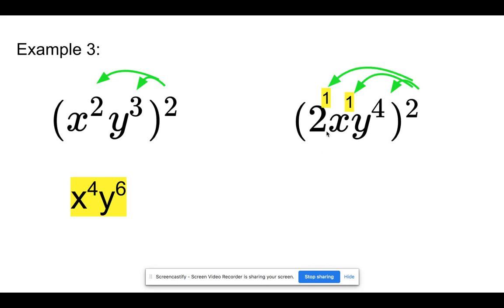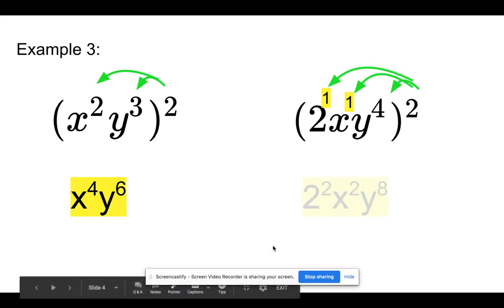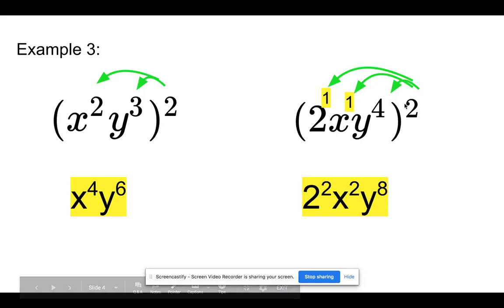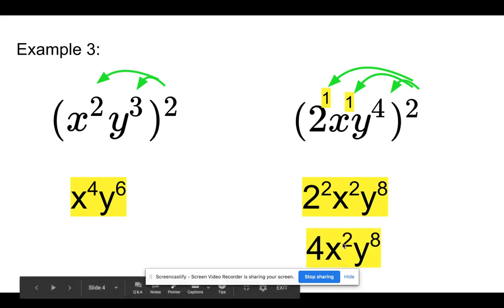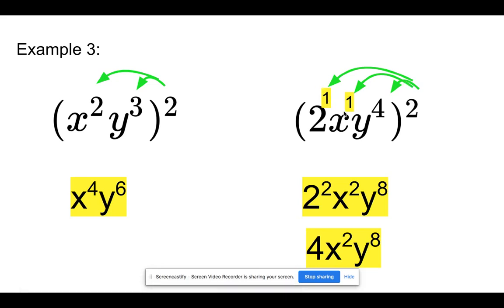So we keep the 2 as the base, but then we do 2 times 1 and get 2 squared. 2 times 1 is 2 on the x, and 2 times 4 is 8 on the y. And because we did have a coefficient here, we can simplify 2 squared. 2 times 2 becomes 4. So it's 4 x squared y to the 8th. Again, we're distributing that 2 in and making sure that we put 1s on anything that didn't have an exponent.